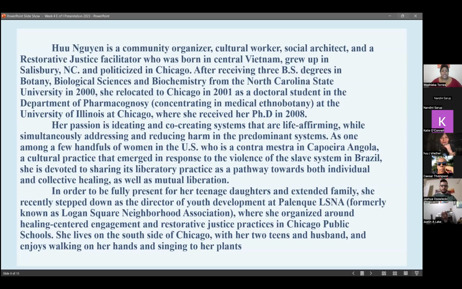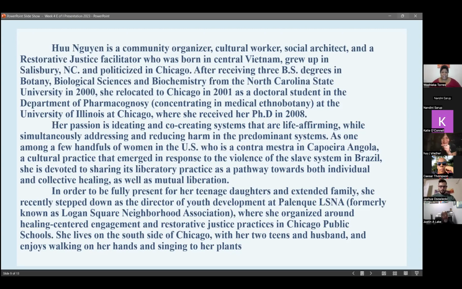Nguyen is a community organizer, cultural worker, social architect, and a restorative justice facilitator who was born in Central Vietnam, grew up in Salisbury, North Carolina, and politicized in Chicago. After receiving 3 Bachelor's of Science degrees in botany, biological sciences, and biochemistry from North Carolina State University in 2000, she relocated to Chicago in 2001 as a doctoral student in the Department of Pharmacognosy, concentrating in medical ethnobotany at the University of Illinois Chicago. She received her Ph.D. in 2008.